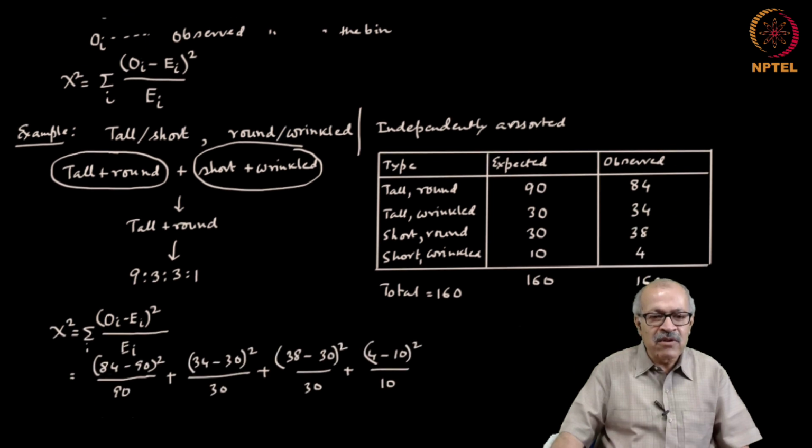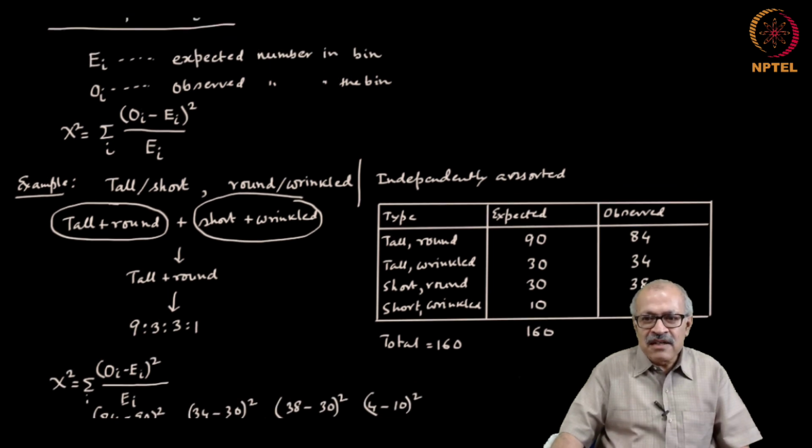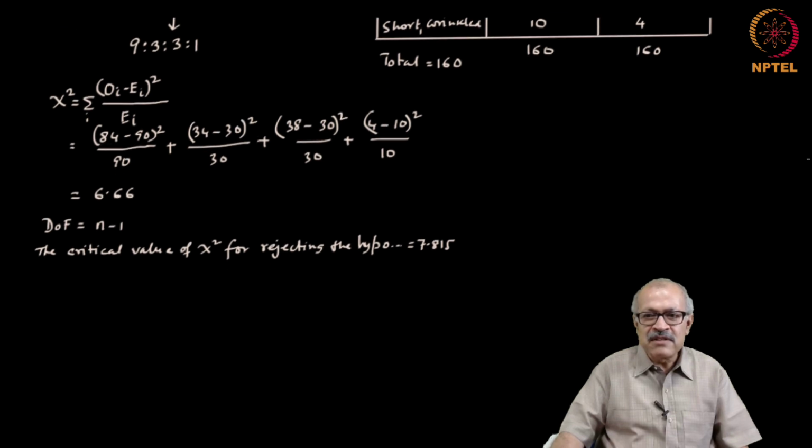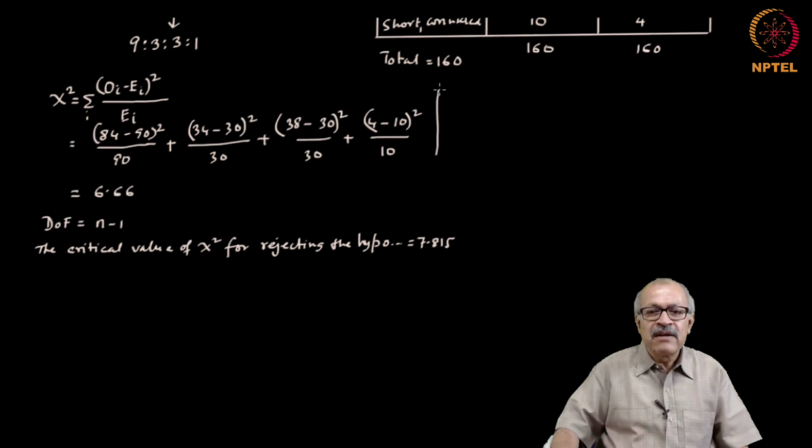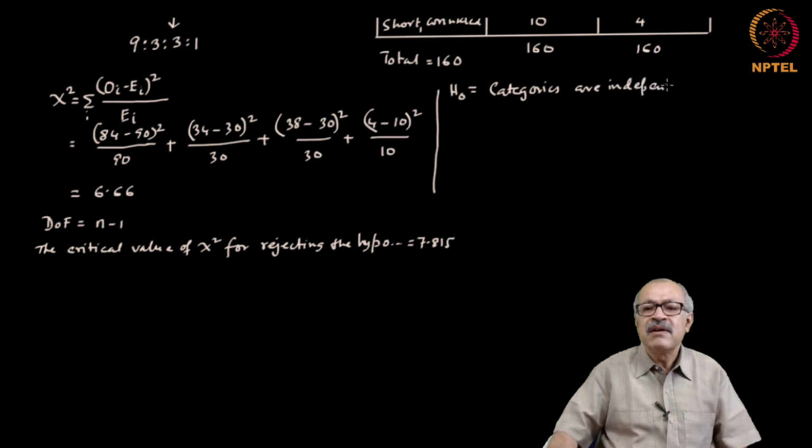Okay, in this example I have not written the hypothesis and the null hypothesis. Let me do that, otherwise it will be a bit confusing. The null hypothesis is that the categories are independently assorted, and then the alternative hypothesis is that the categories are not independently assorted.